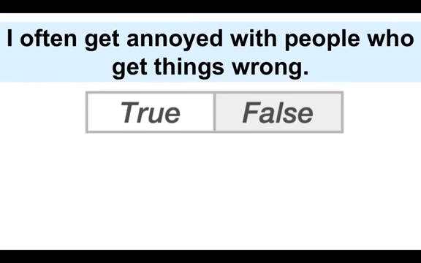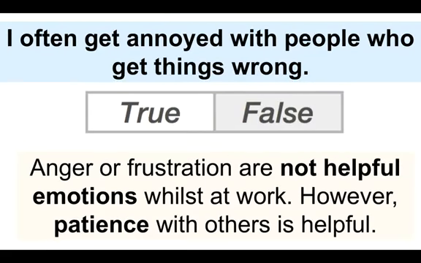And then I often get annoyed with people who get things wrong. So anger or frustration are not helpful emotions whilst at work. However, patience with other people is helpful. So you would choose false. So if you remember on my top 10 list of great personality traits, skills, qualities, and attributes, the last one was working harmoniously with other people. So you would have to choose false with that one.